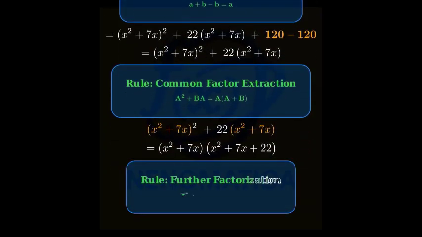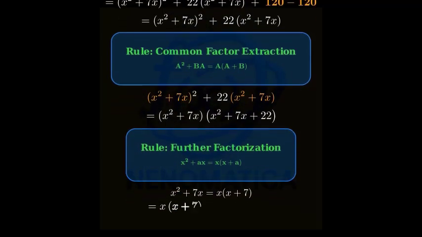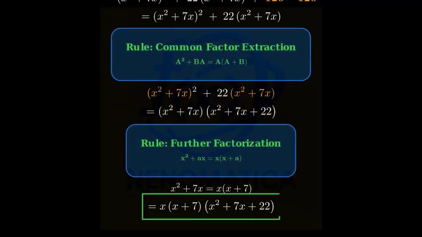For our final step, we can factor the remaining common term. We know that x squared plus 7x can be factored as x times x plus 7. So our final factored expression is x times x plus 7 times x squared plus 7x plus 22. Great job! We've successfully factored the complex expression.